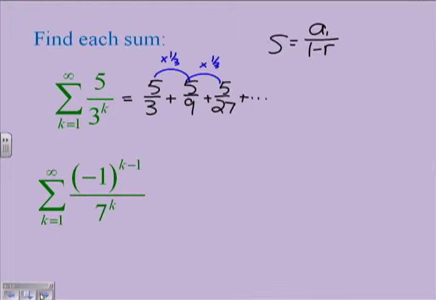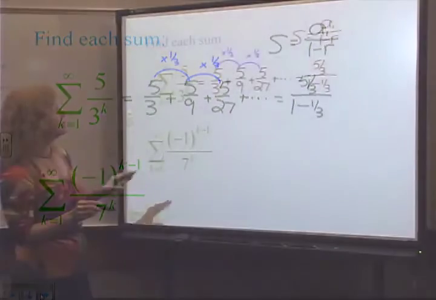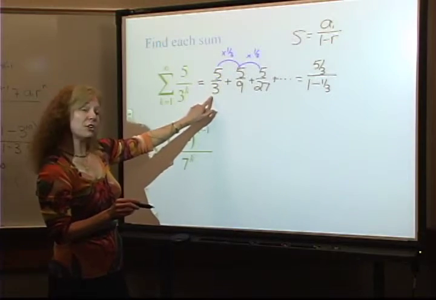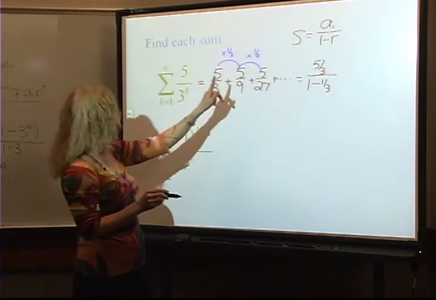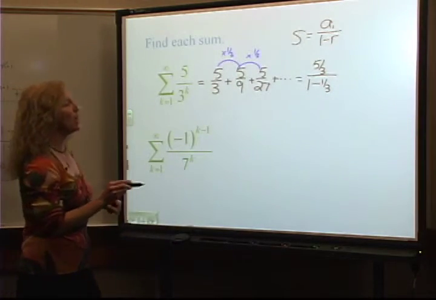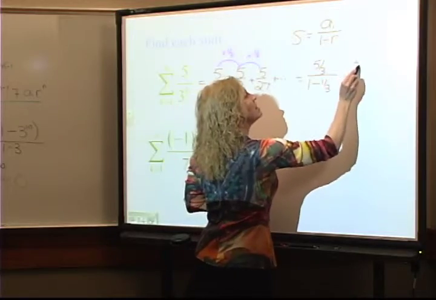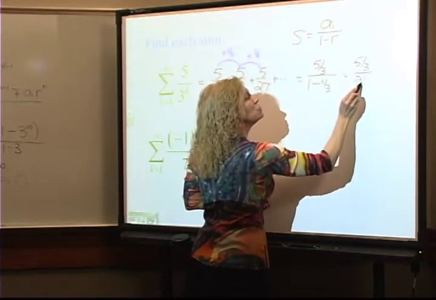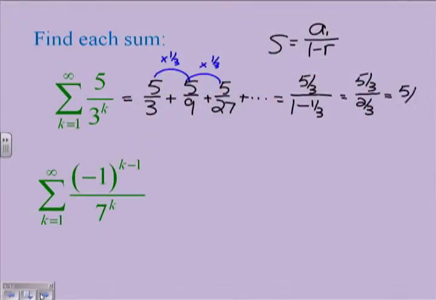Okay? So my sum is 5/3 over 1 minus 1/3. Where did I get the 5/3? Where did I get the 1/3? The 5/3 is the first term. The 1/3 is my common ratio. Okay? So I end up with 5/3 over 2/3, which is 5/2. Okay?